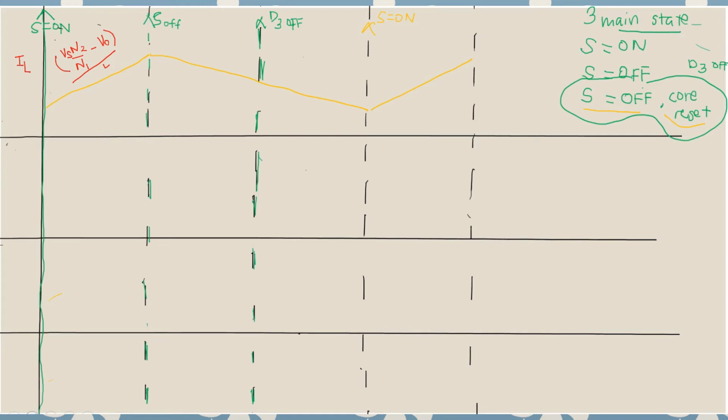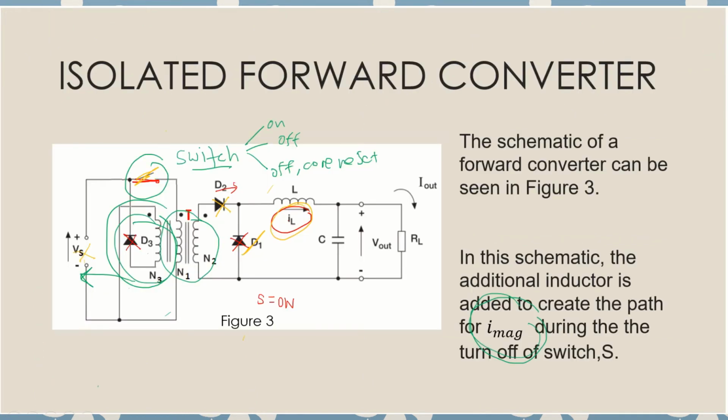Oh, we already have green, so let's take blue. Okay, so let's see ID2. Do you still remember where ID2 is? ID2 is this one, yeah? Okay, when the switch is on, of course ID2 is on.